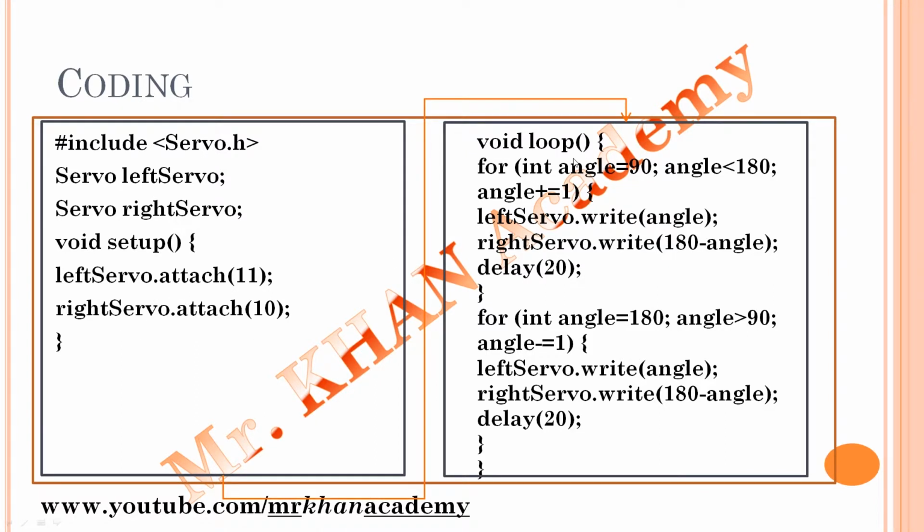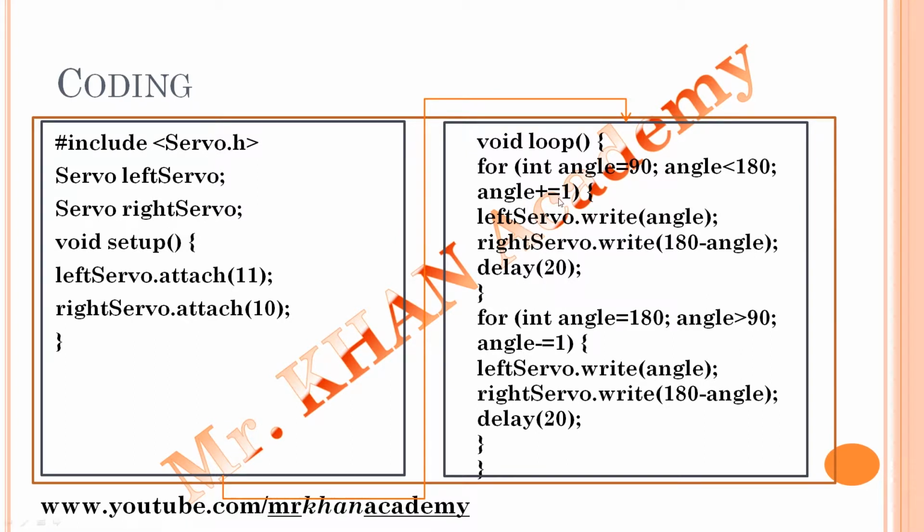After that, let's start our code executing continuously in the loop. First, I'm using a for loop. Here I'm defining one integer variable, angle, and storing 90 in it. Initially the angle is 90. If angle is less than 180, the angle is incremented, and that angle I'm sending to the left servo as it is, and to the right servo as 180 minus 90, which is again 90, with a delay of 20 milliseconds. And this loop will be executed continuously.